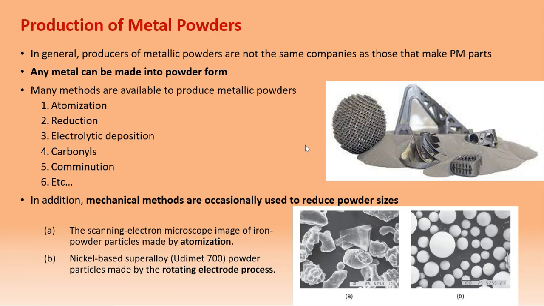And this is how they produce the metal powder from the base metal. Any metal can be made into powder form. There are different methods, for example atomization, reduction, electrolytic deposition, carbonyls, and comminution. Usually a mechanical method is occasionally used to reduce the size of the powder. So this is an example. Under the SEM, you can see that they are very fine particles.